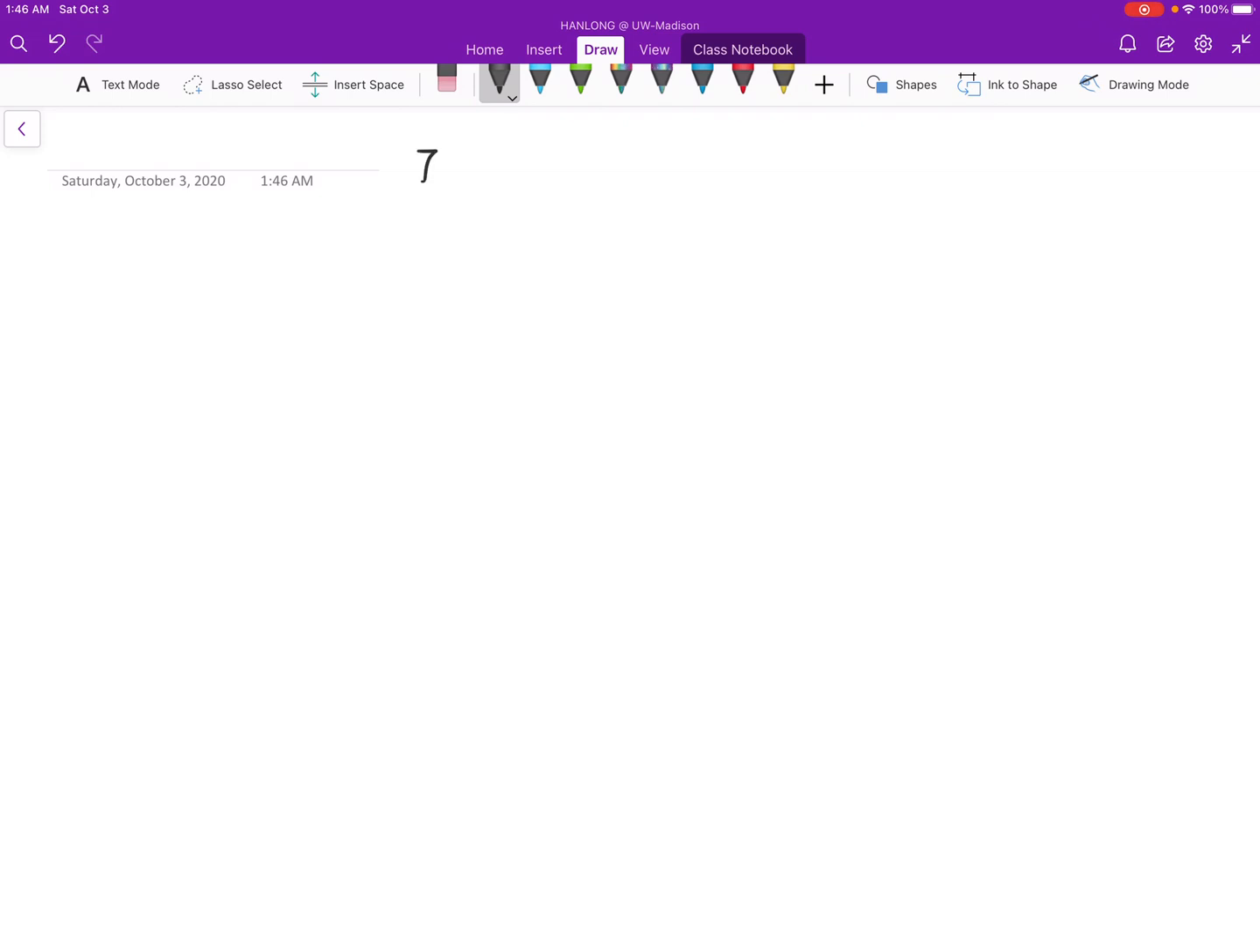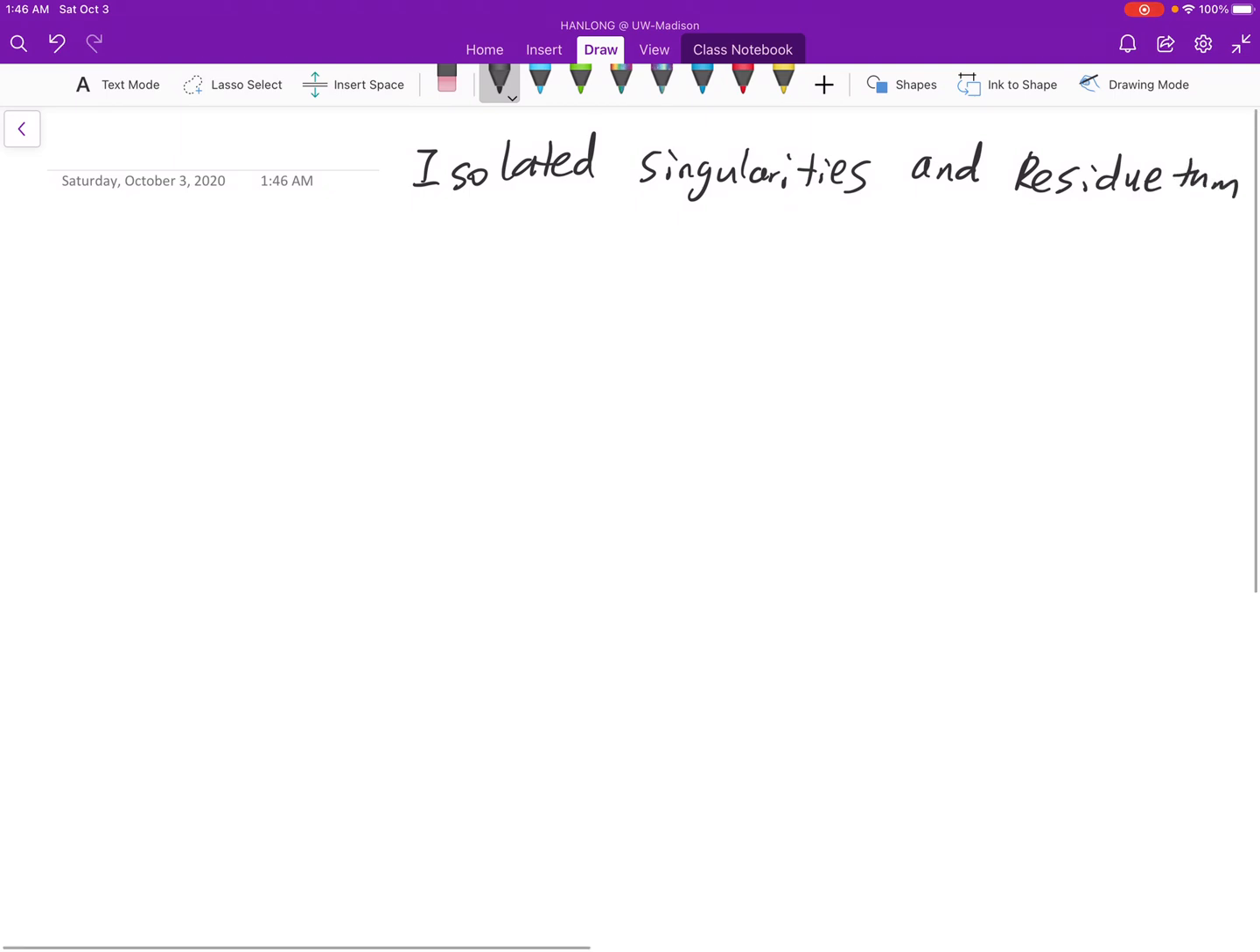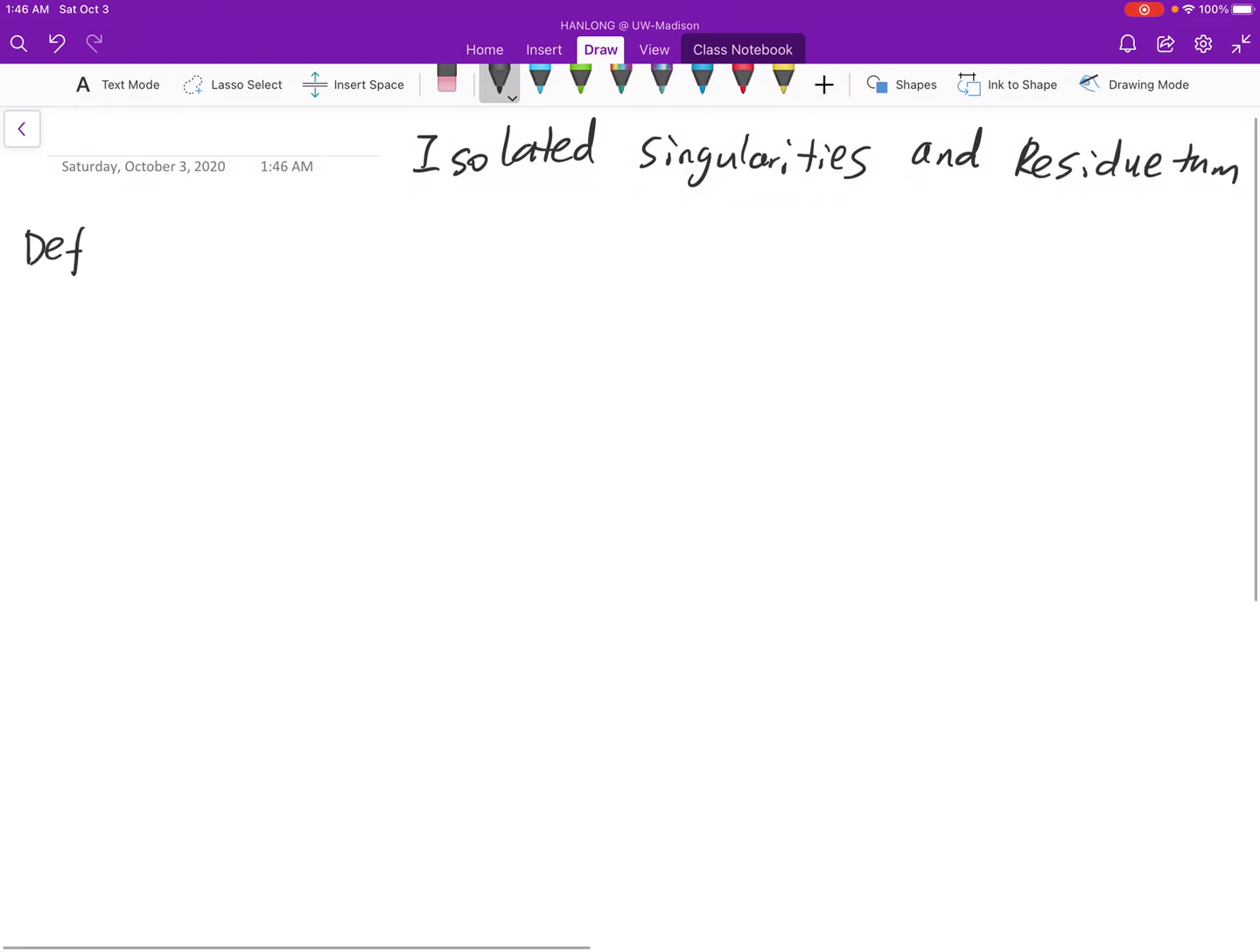So today we will talk about the isolated singularities of a holomorphic function and the so-called residue theorem. So first, let's define an important singularity of a holomorphic function. It's isolated.